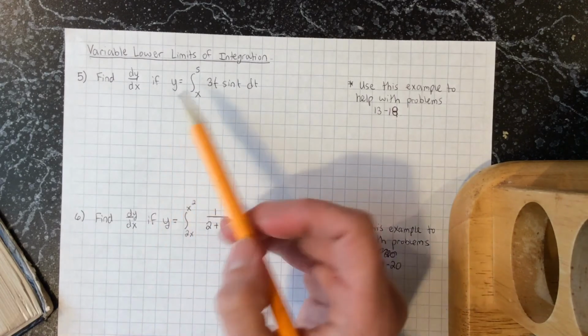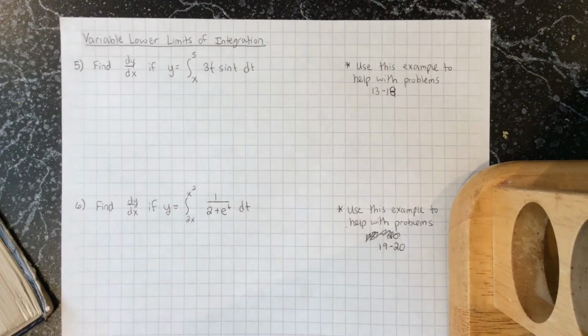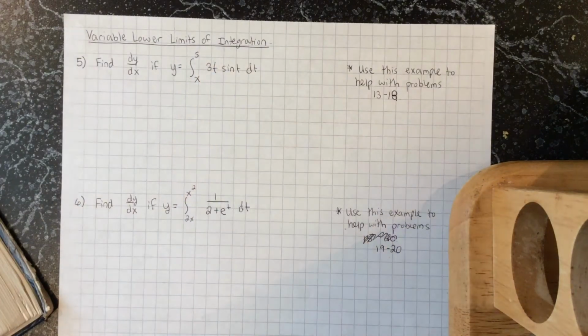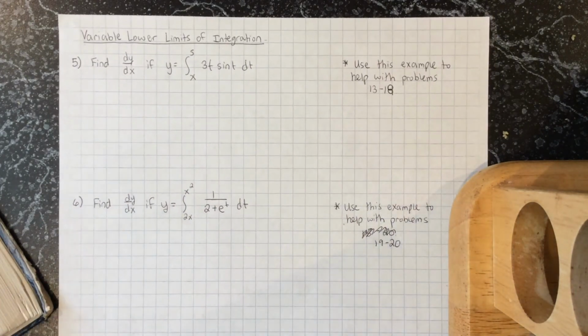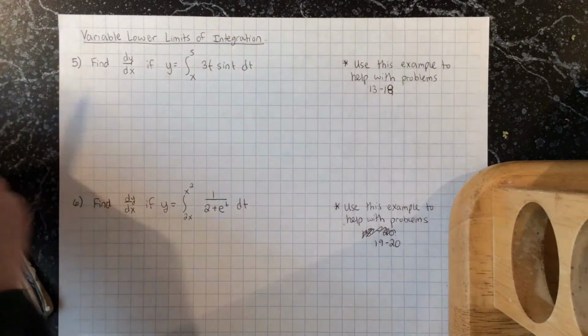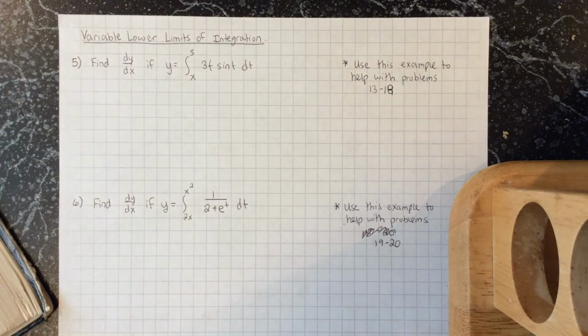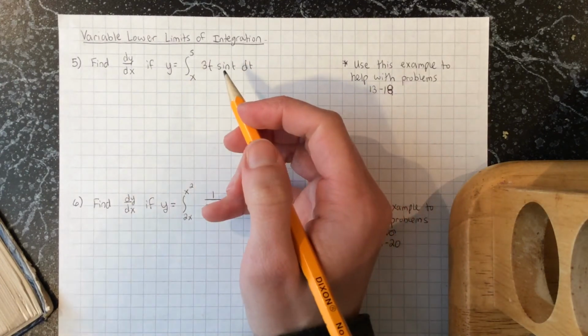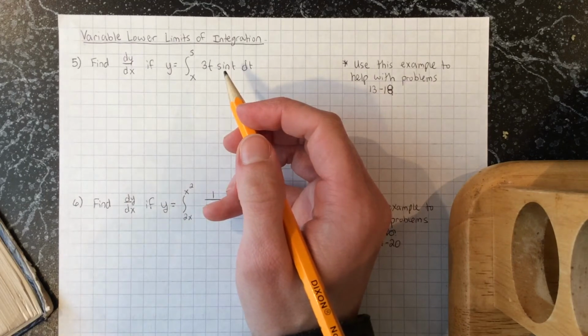Now in some instances, the lower bound will be a variable, so we have to deal with that. If the upper bound is a constant and the lower bound is a variable, we can use one of our integral rules from the previous section. So our first integral rule said if we change the order of the bounds, all we have to do is negate it. So that's what we're going to do here.